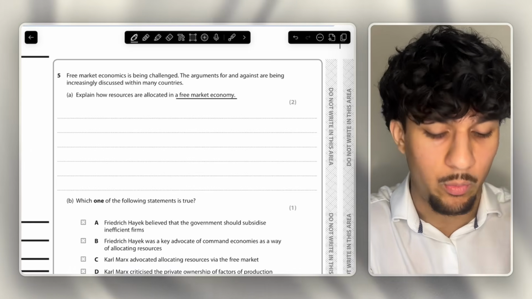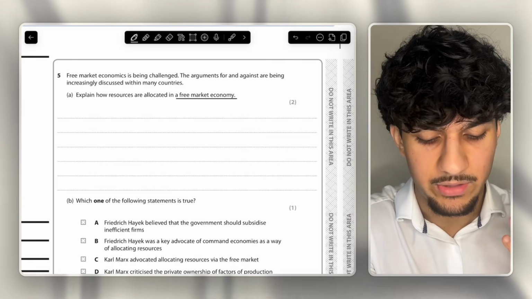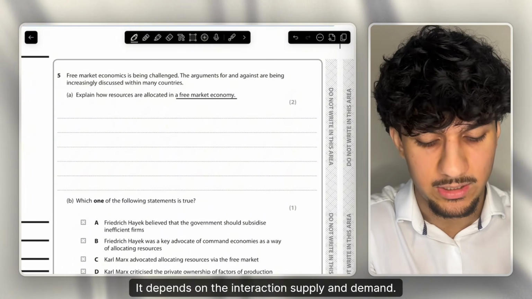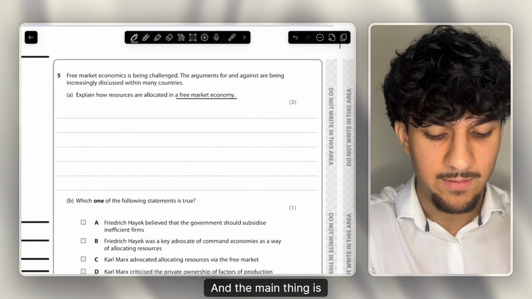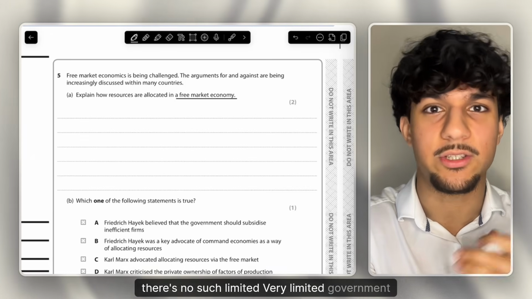So how are resources allocated? It depends on the interaction of supply and demand, the price mechanism, essentially. And the main thing is there's very limited government intervention.